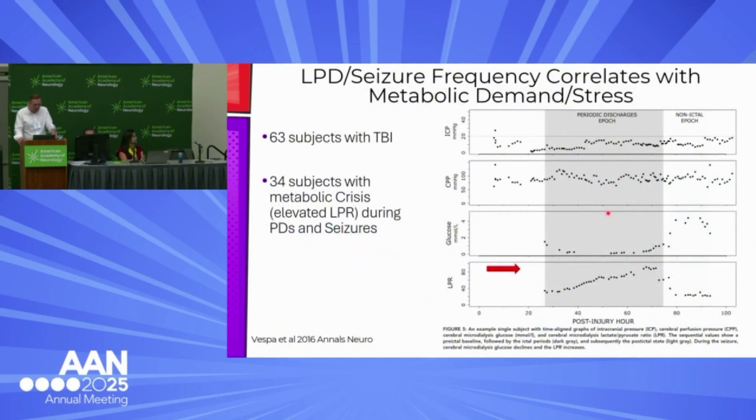And another very famous study from UCLA looking at patients with traumatic brain injury, looking at microdialysis. You see a very similar phenomenon. This is the lactate to pyruvate ratio. So as these discharges are occurring, you'll see there's an increase in lactate. So another indicator that there's metabolic stress happening.